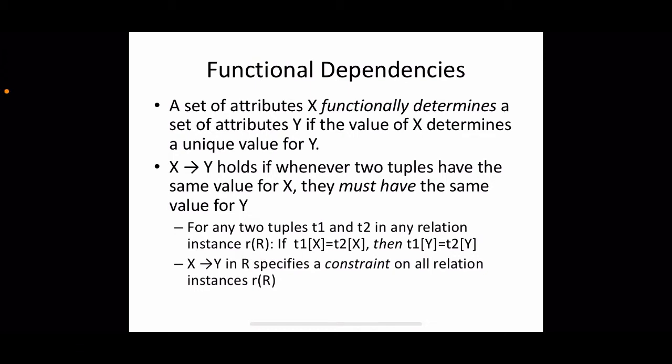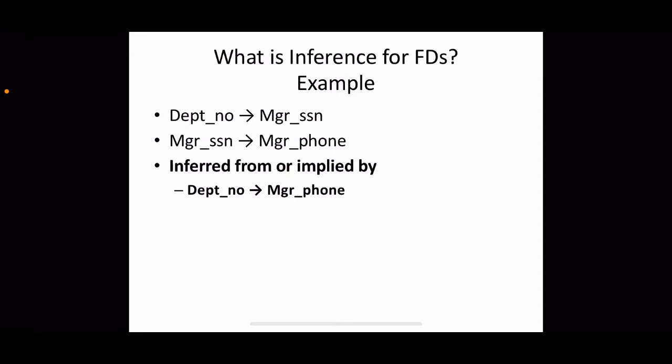Now, what is inference for functional dependencies? Typically the schema designer specifies the functional dependencies that are semantically obvious. Numerous other functional dependencies will also hold in all legal relation instances among a set of attributes. These other dependencies can be inferred or deduced from the given set of functional dependencies.